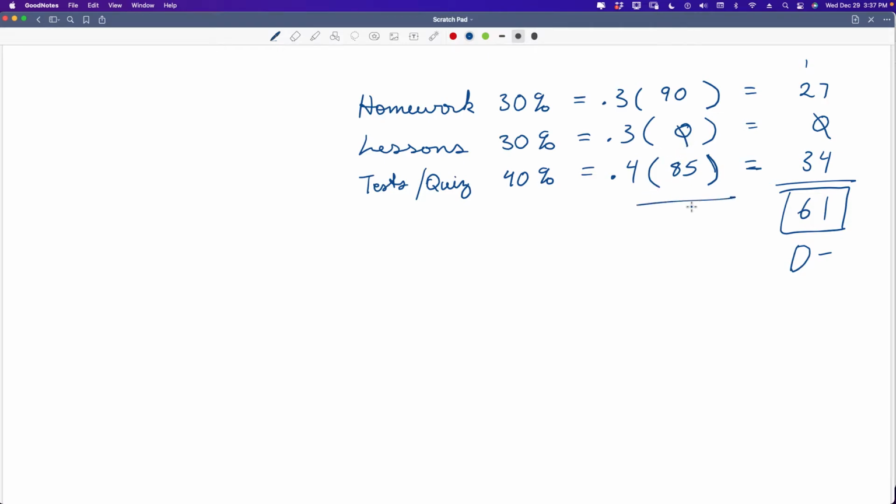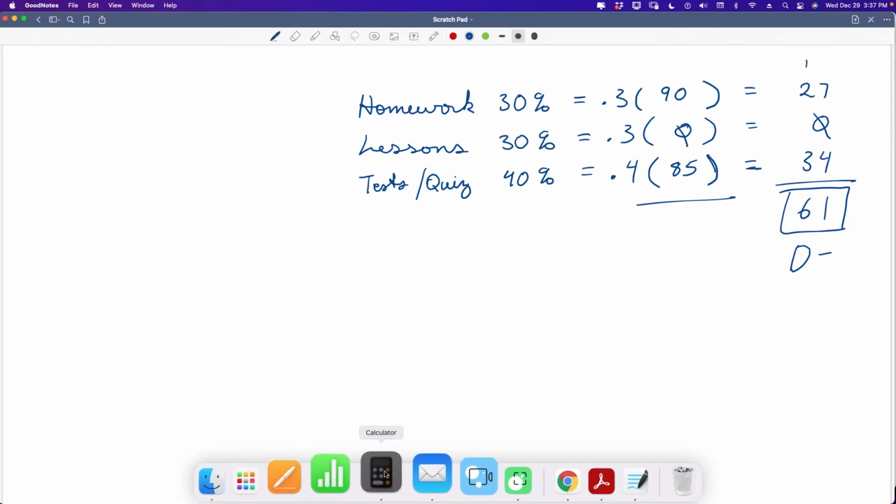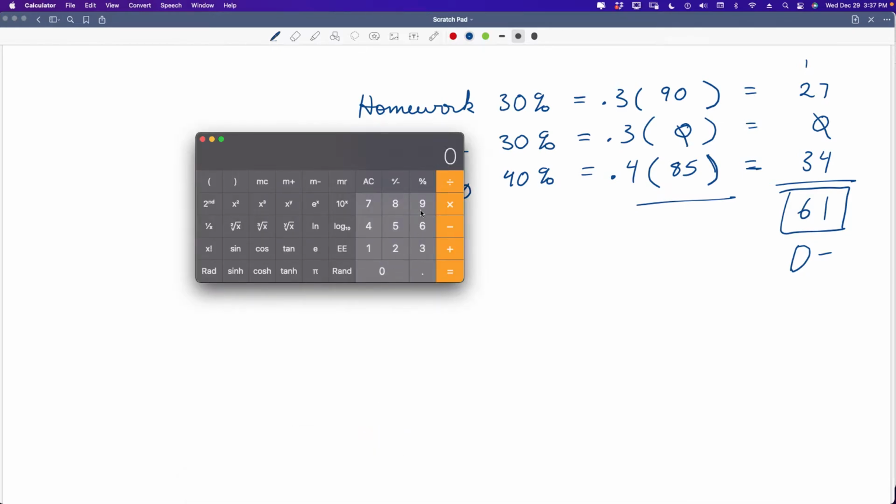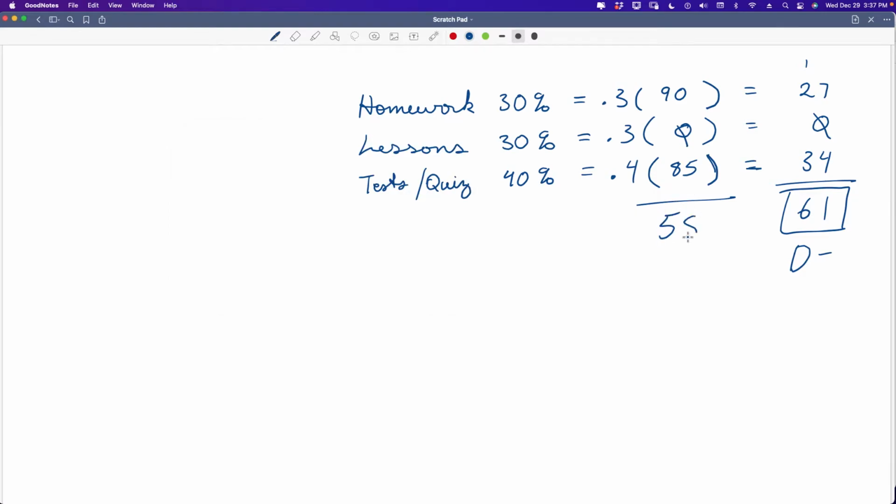Okay, now if I were to average these out, just straightforward, let's see what that would be. 90 plus 0 plus 85 equals, divided by 3 grades, it'd be even lower. So if I just did a straight average, you'd have an F.